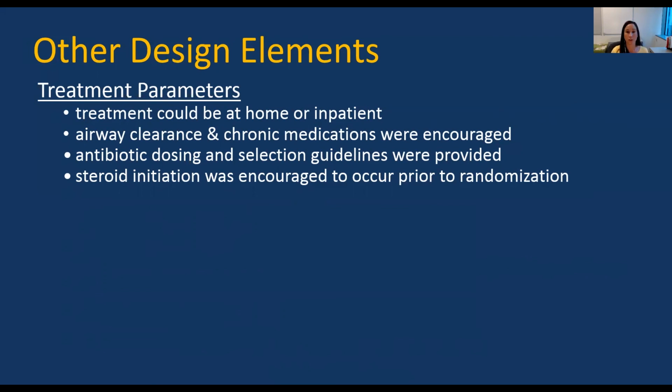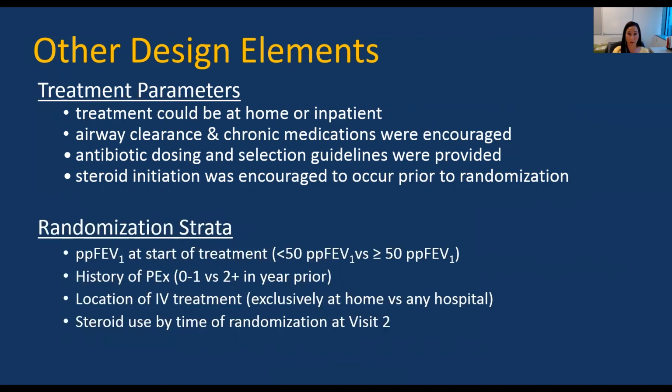And steroid initiation, if it was going to be started for treating the exacerbation, was encouraged to be started prior to randomization. And there were randomization strata to ensure some balance across some of these key parameters. And the randomization strata included percent predicted FEV1 at the start of the treatment, greater than or less than 50% predicted were the two strata. History of pulmonary exacerbation, location of the treatment, whether or not it was exclusively home versus any days in the hospital, and whether or not there was steroid use by the time of randomization at that visit.